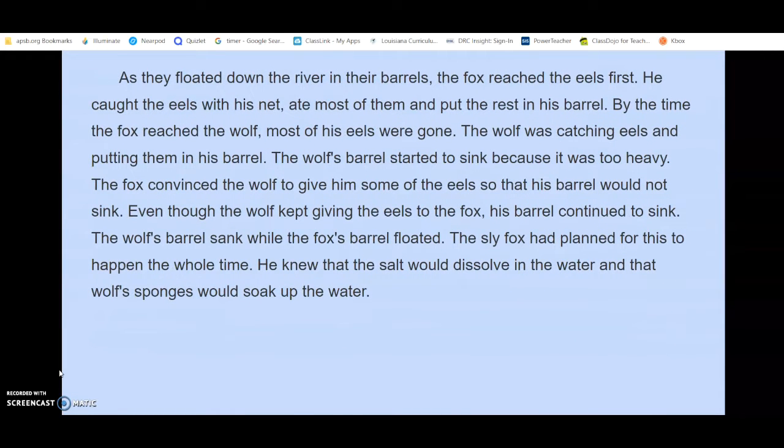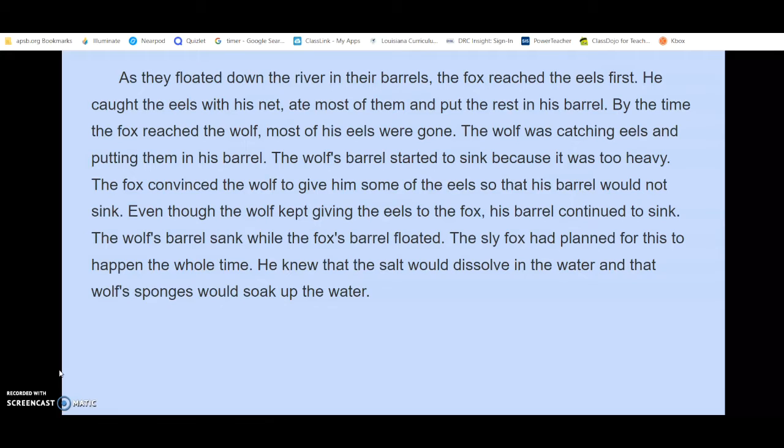As they floated down the river in their barrels, the fox reached the eels first. He caught the eels with his net, ate most of them, and put the rest in his barrel. By the time the fox reached the wolf, most of the eels were gone. The wolf was catching eels and putting them in his barrel. The wolf's barrel started to sink because it was too heavy. The fox convinced the wolf to give him some of the eels so that the barrel would not sink. Even though the wolf kept giving the eels to the fox, his barrel continued to sink. The wolf's barrel sank while the fox's barrel floated.